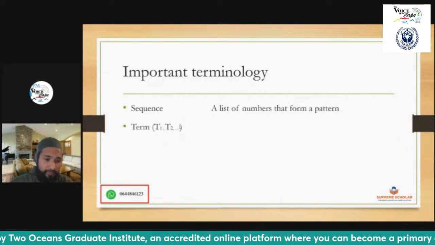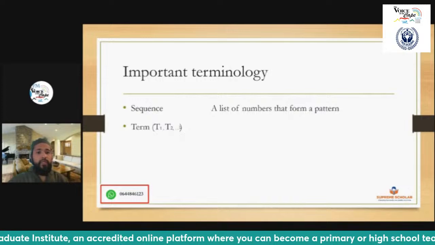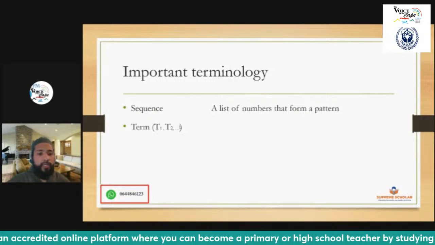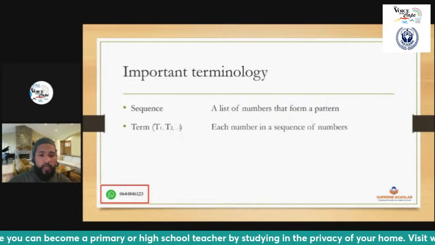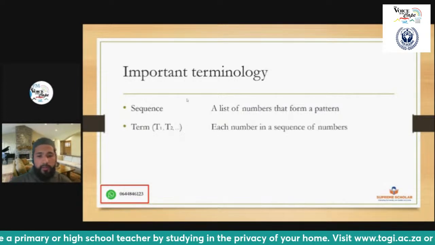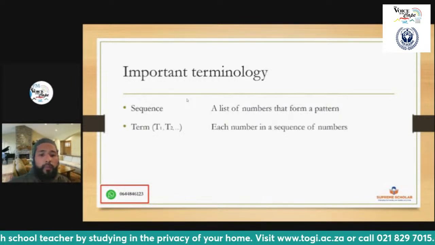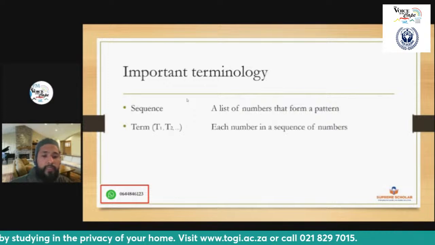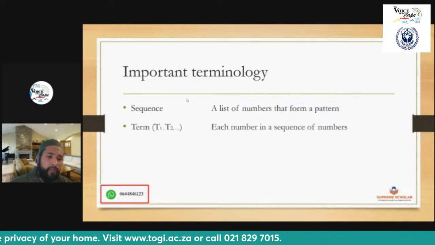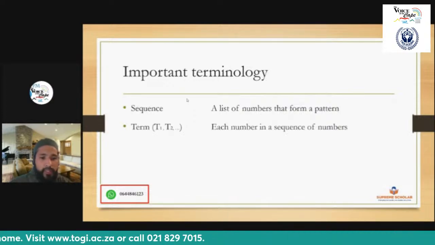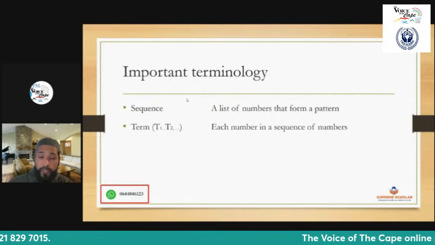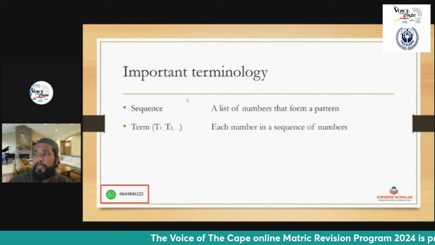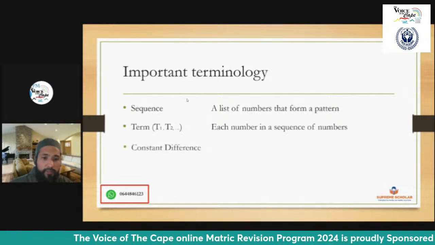The term, right? The term is T1, T2. Each number in a sequence of numbers. That's what term means. You will see the symbols T1, T2, etc. when we're talking about number patterns. When we use the word term in this context, we're specifically referring to any number in a sequence of numbers. That's all we define, right?